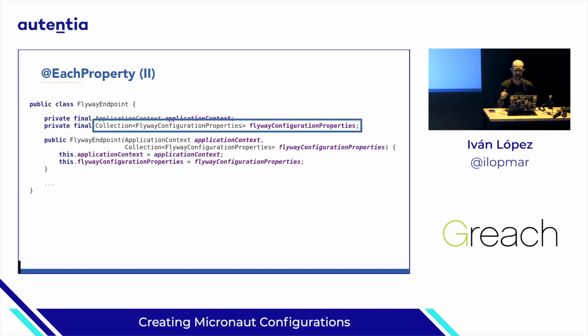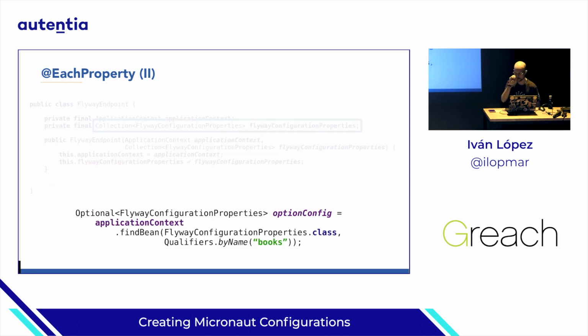But it's a list. And then if you want to retrieve one of those beans, you can do something like this. applicationContext.findBean, the type, FlywayConfigurationProperties, and then Qualifiers.byName and the actual name that the user used in the application YAML file. So you can put here books, default, audits, and again, anything you want. With findBean, you see that the return type is an Optional because the bean may or may not exist. And if it doesn't exist, this will be an empty Optional and nothing will happen.